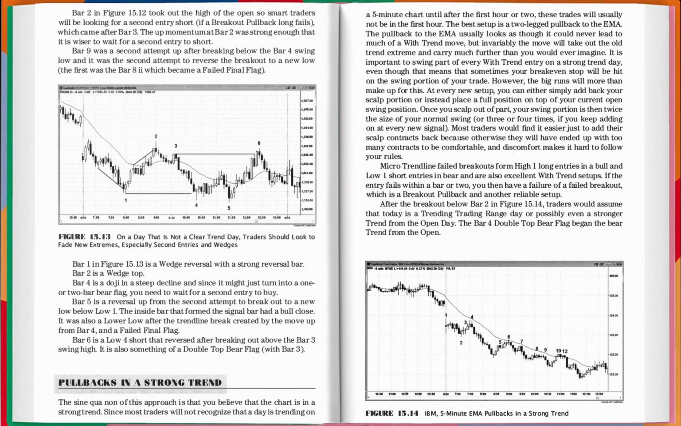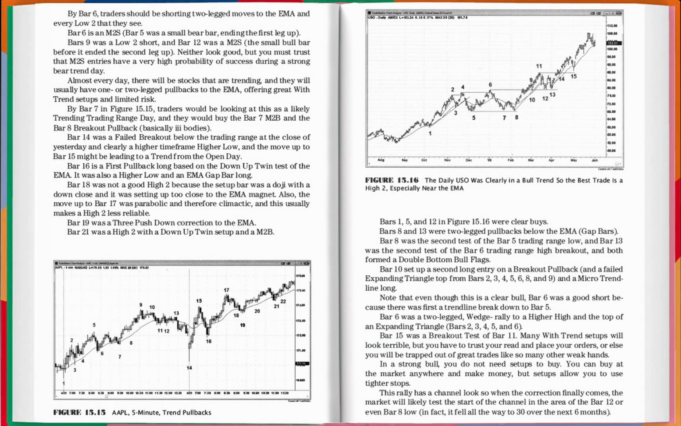After the breakout below bar 2 in figure 15.14, traders would assume that today is a trending trading range day or possibly even a stronger trend from the open day. The bar 4 double top bear flag began the bear trend from the open. By bar 6, traders should be shorting 2-legged moves to the EMA and every low 2 that they see. Bar 6 is an M2S, and bar 5 was a small bear bar, ending the first leg up.